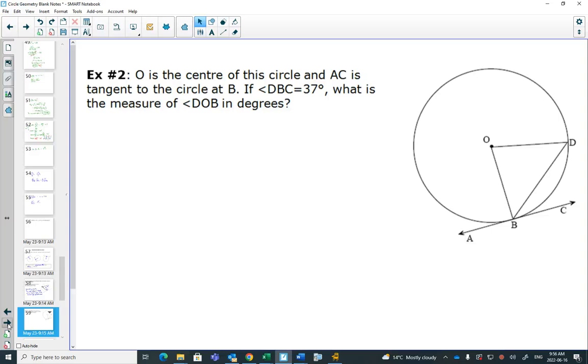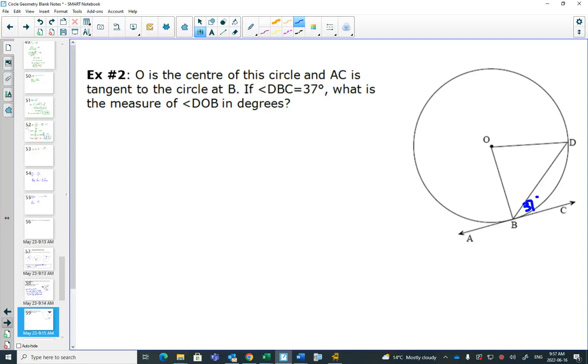O is the center of this circle. AC is tangent at B. Angle DBC is 37 degrees. So we can go on here. Where do we put the 37? Right here. So we go DBC. This would be the 37. What is the measure of DOB?